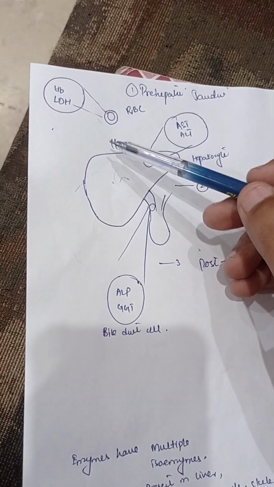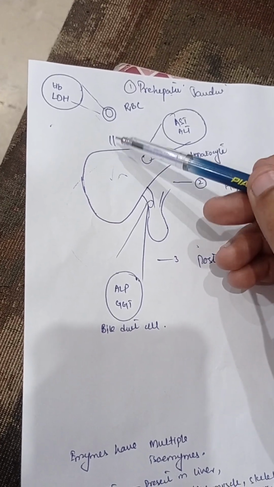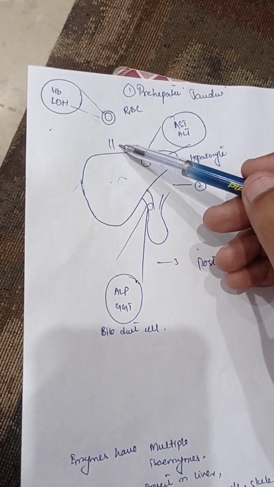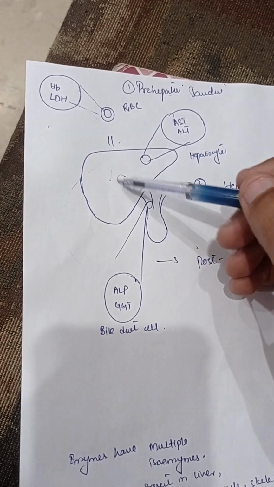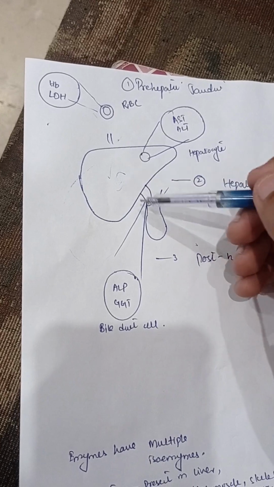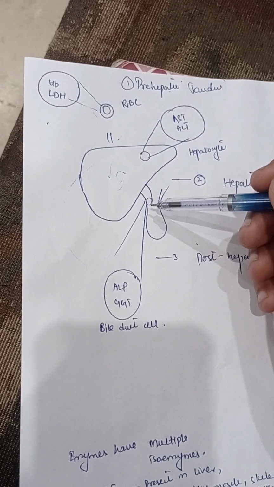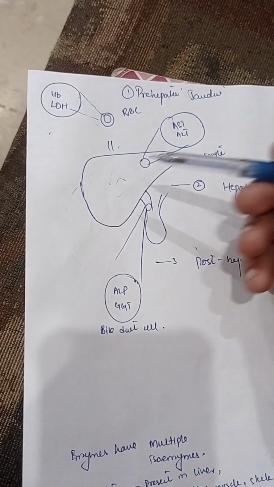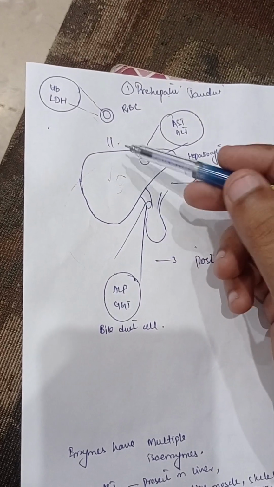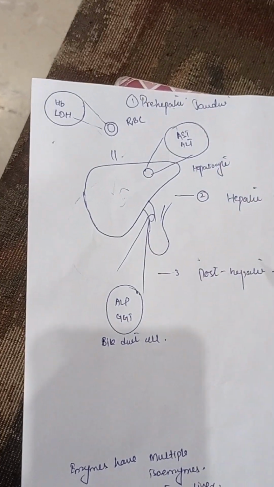The hemoglobin enters into the liver through facilitated diffusion. And when the bilirubin is conjugated in the liver, it enters into the bile duct through active transport. So you must know these two types of transport and the differences between them.